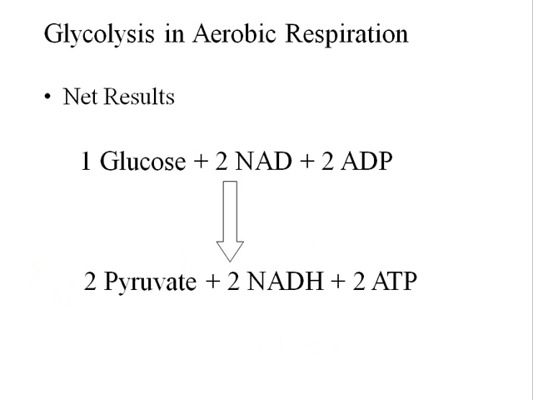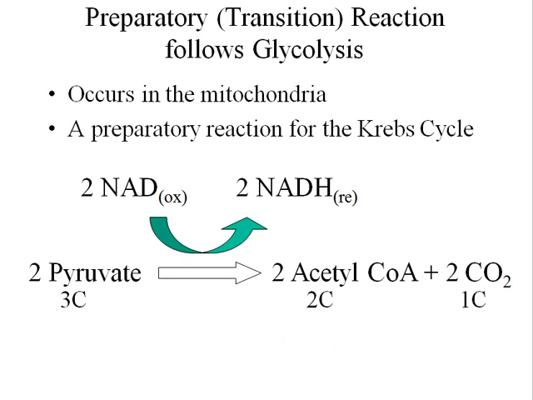This slide summarizes glycolysis. 1 molecule of glucose is split, producing 2 molecules of pyruvate. The usable energy that was released has been captured in the molecules NADH and ATP. There's still a lot of energy available in what's left of the glucose, in other words, the 2 molecules of pyruvate. Pyruvate is next used in the preparatory reaction, sometimes also called the transition reaction.